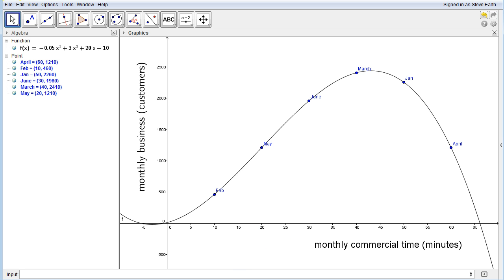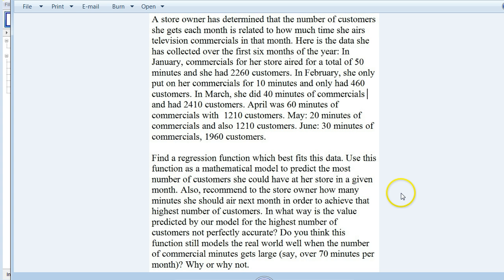So let's answer the rest of the questions that were asked in the problem. So I'm flipping back to the actual question here. The first part of the problem was just giving us all the data, and we've already entered that in, and we made our scatter plot. So the first question said, find a regression function which best fits this data. Well, we did. It was that cubic. Then it said, use this function as a mathematical model to predict the most number of customers she could have at her store in a given month. So what's the most number of customers that we could get?